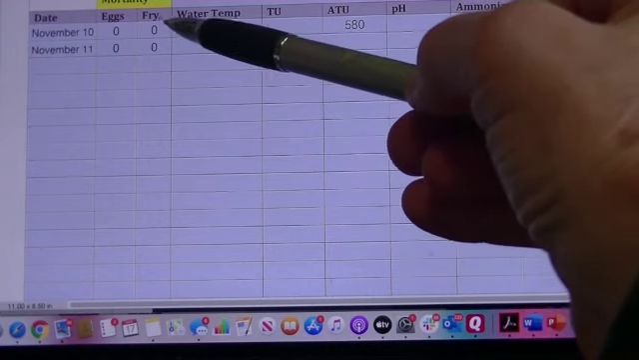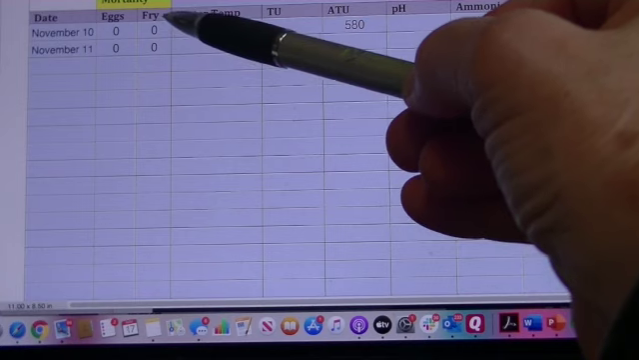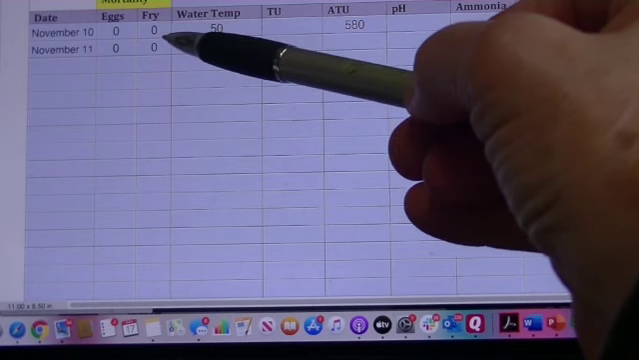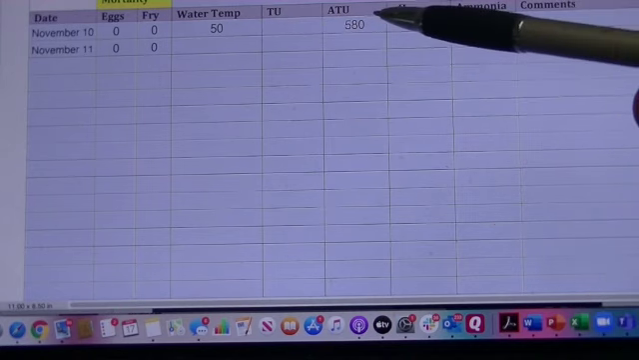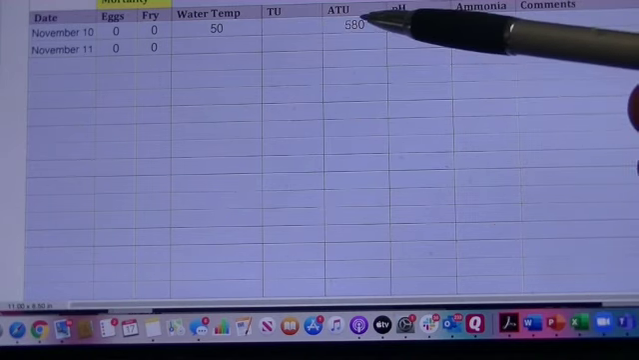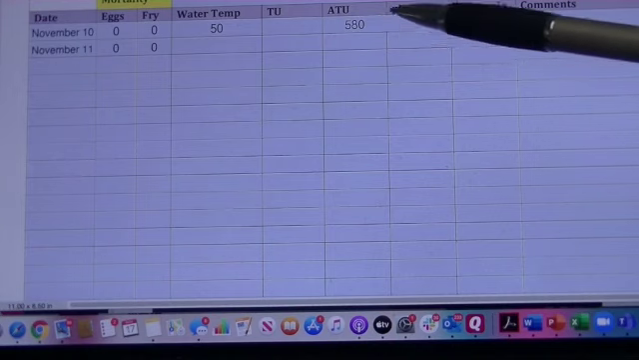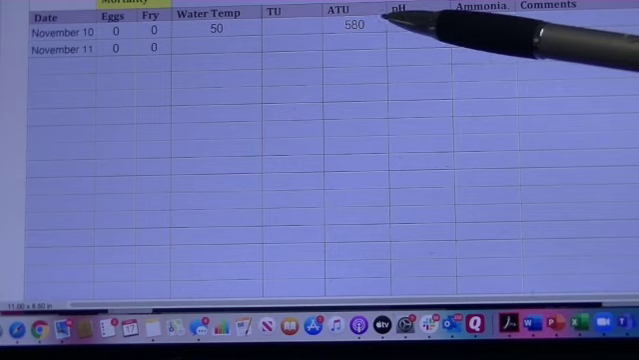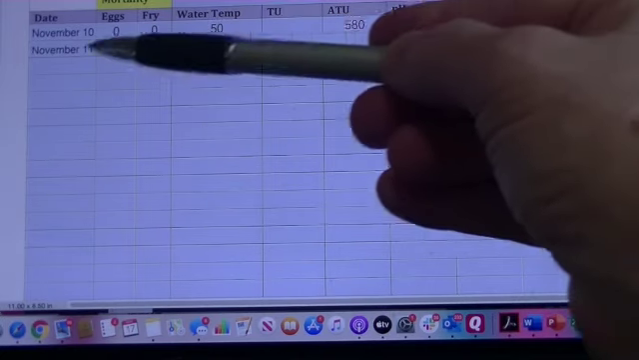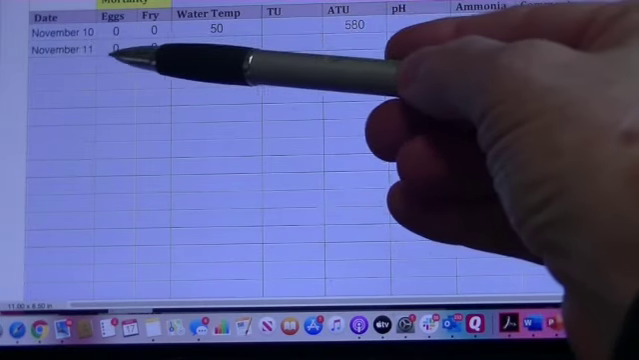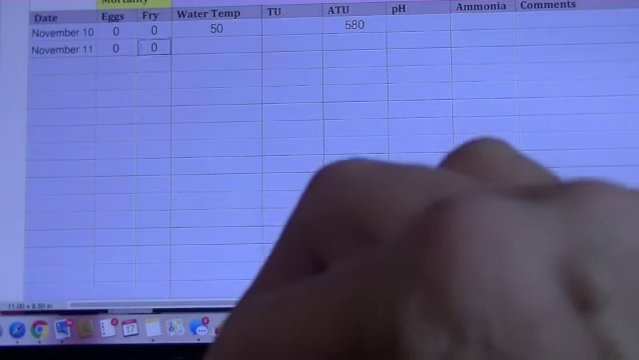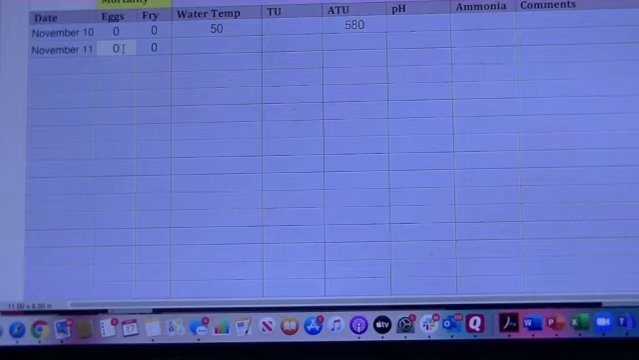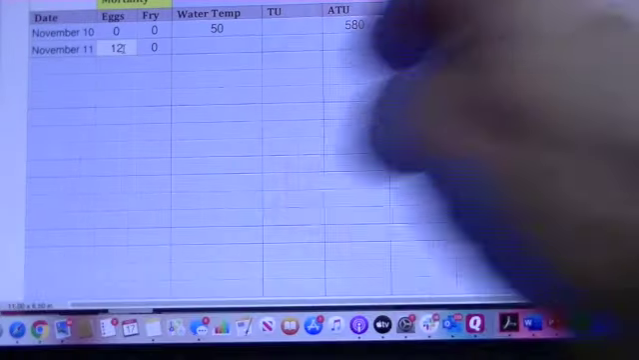And the fry is the name of what we call the eggs after they hatch. So no eggs have hatched. The water temperature was 50 degrees. And the Fish and Wildlife Department specialist told us that the ATUs were 580. So now let's record today's data. Today is November 11th. We did have, as you remember from our video, there were 12 eggs that have died, so we need to keep track of that. So we're going to add 12 right there.